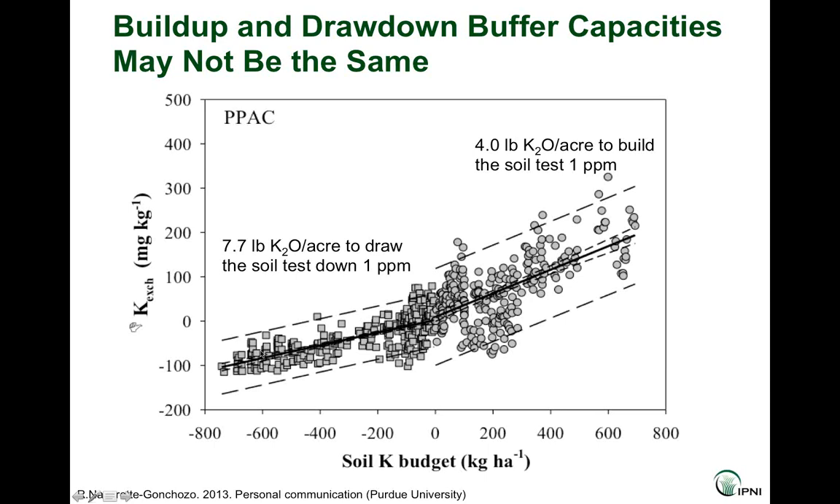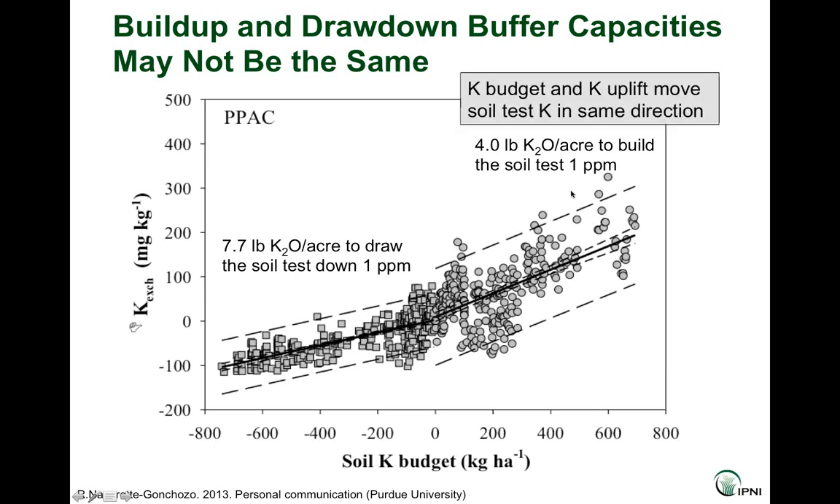And one possible interpretation of why there are these kinds of differences is to think about that uplift that we just talked about, how the plant moves potassium from the lower part of the soil profile to the soil surface. And the soil surface is where we take the soil sample. If we add K to the surface of the soil, and the plant is also adding K to the surface of the soil, those two are working together and moving soil test K in the same direction. They're both increasing soil test K as we measure it at the surface.